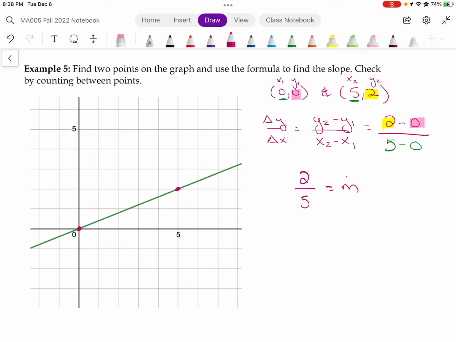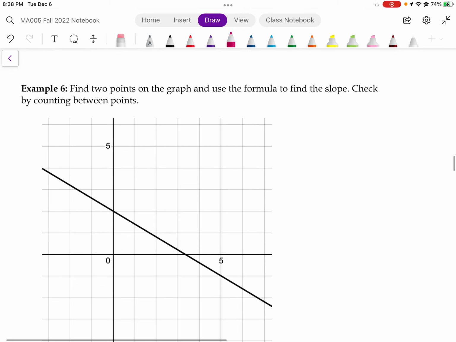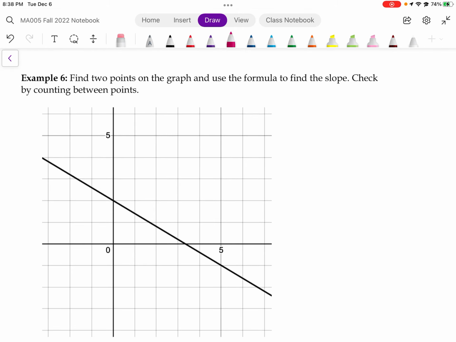That's m. So now let's check by counting. We're going to go up 2 over 5. 2/5. So it works. We did it right. All right, so it's 2 different ways. One's if you're just given points, and the other is if you're given a graph. We're doing it both ways because I'm hoping you connect them. So find 2 points in the graph and use the formula to find the slope. Check by counting between points again. So I'm just going to pick 2. Here's this one, and a good one would be maybe this one right here. So try it from there.